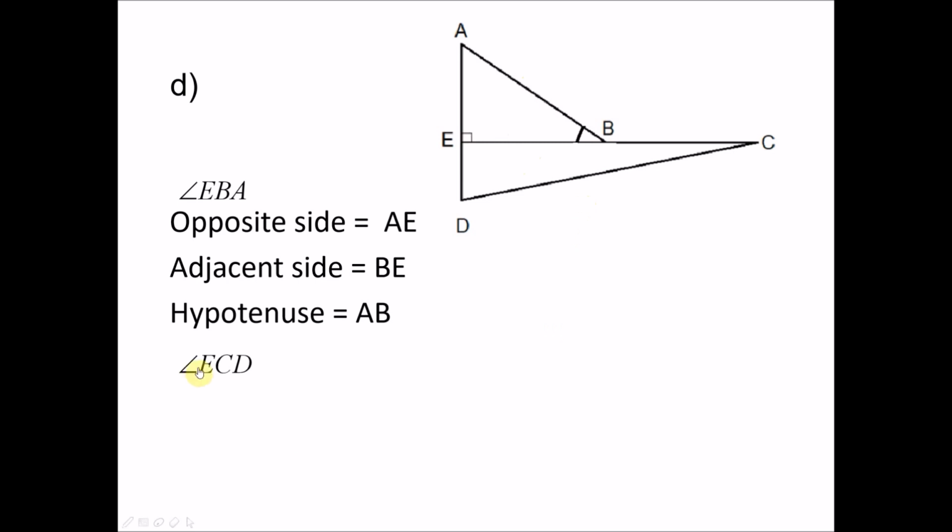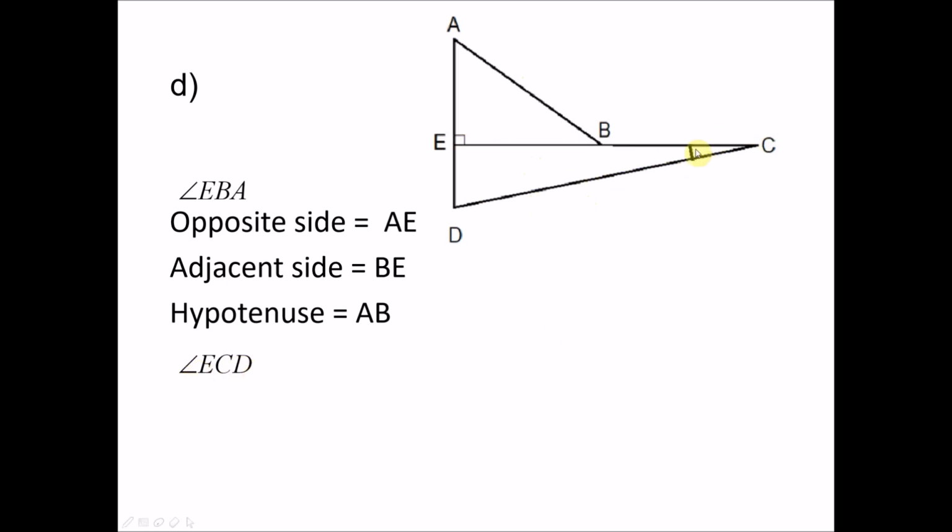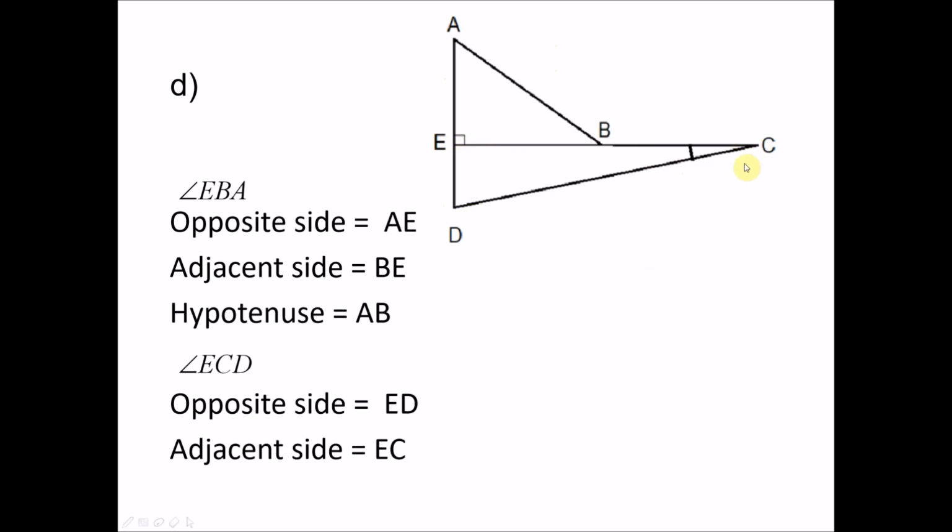Now for the second angle, ECD, the second angle will be this angle here. And for this angle, it only refers to the second triangle, the lower triangle. So we ignore the upper triangle. For this triangle, the opposite side for this angle here is ED. And the adjacent is EC, while the hypotenuse is the side which is opposite to the right angle. This is the right angle, so it is DC.